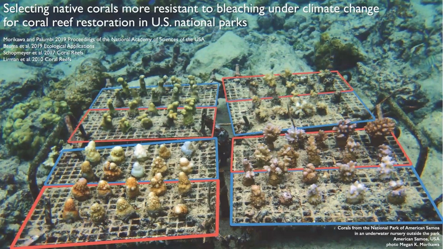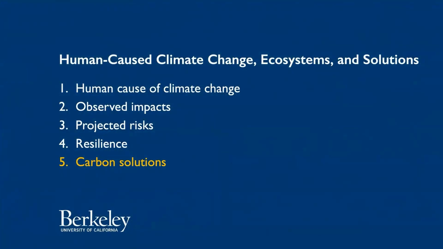And that last point, the propagation here, is just outside the National Park of American Samoa, where they've found local native corals that showed resistance to hotter sea surface temperature, and they're raising them in these underwater nurseries, and then they'll outplant those for more resilient coral reefs.